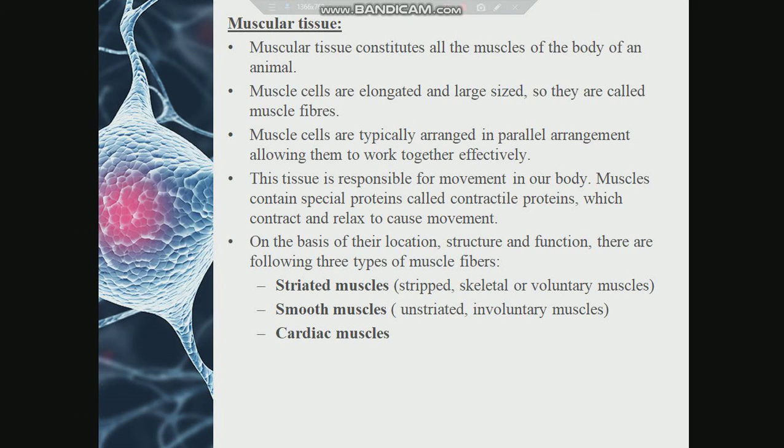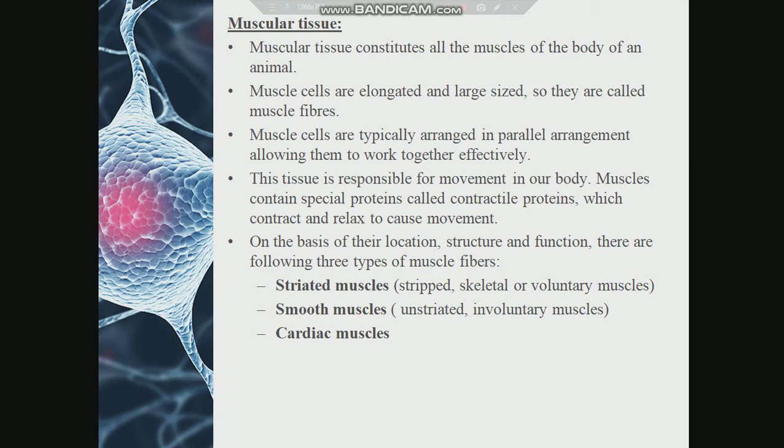So muscular tissues, as we all know, are muscles which help us to move the body parts. Muscular tissue consists of elongated cells, also called muscle fibers, and this tissue is responsible for the movement in our body. These cells are elongated and large in size, and hence they are also called muscle fibers.